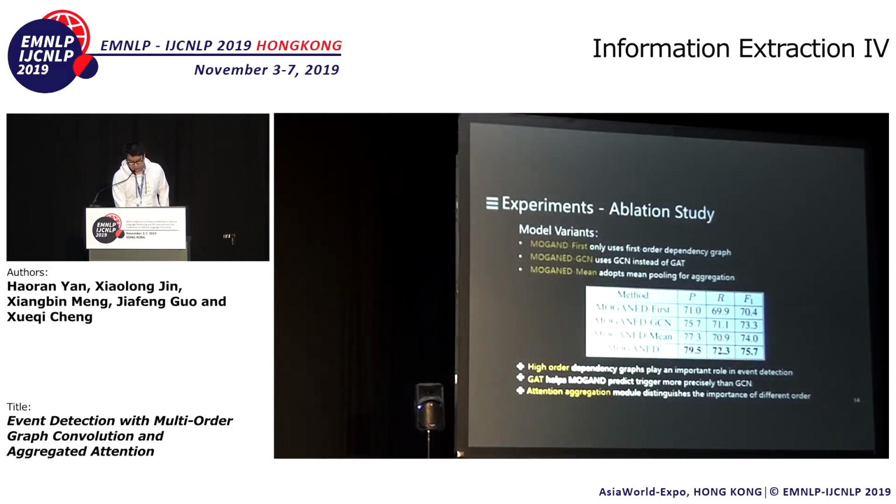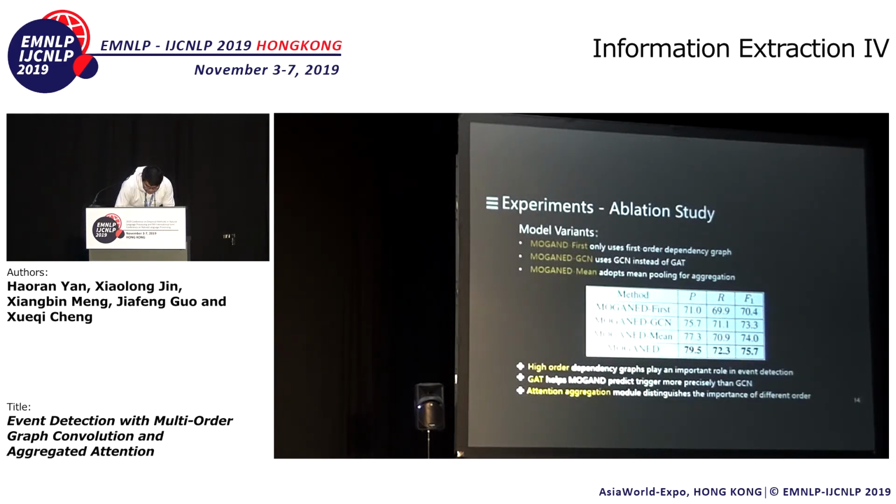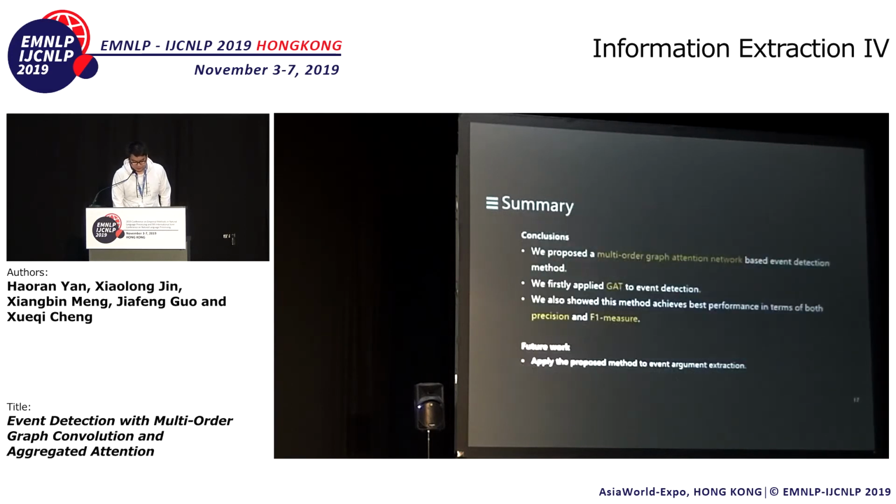This table presents the performance of different variants. MOGANED-first achieves the worst performance, which suggests that higher order is helpful for better performance. MOGANED-GCN also achieved lower performance than MOGANED-GAT, which suggests that GAT is a better model than GCN.